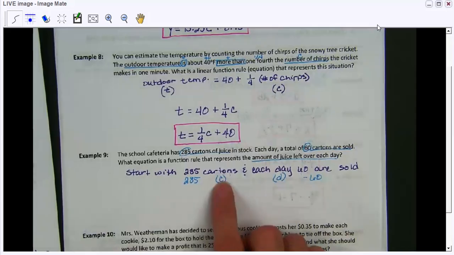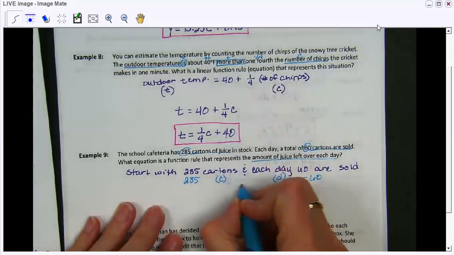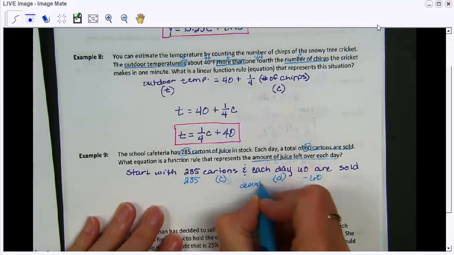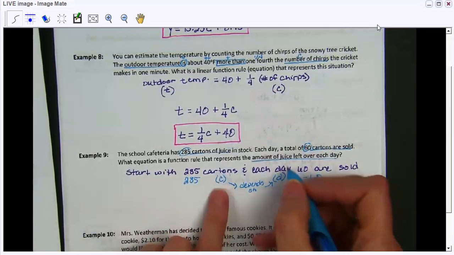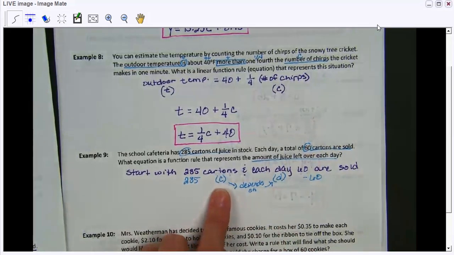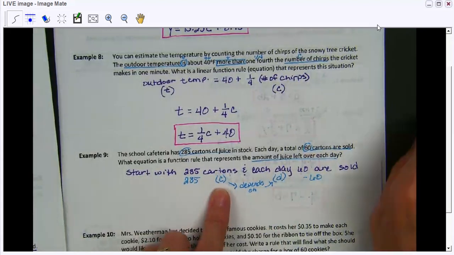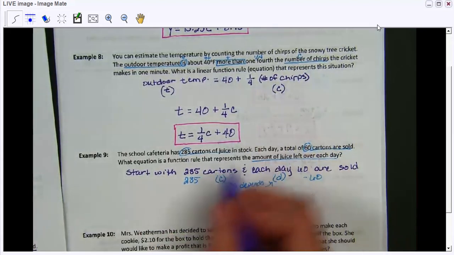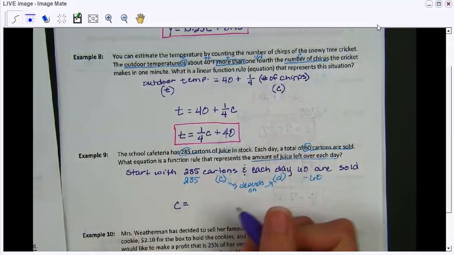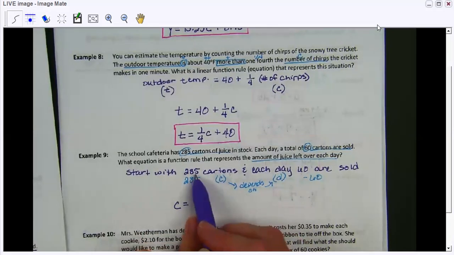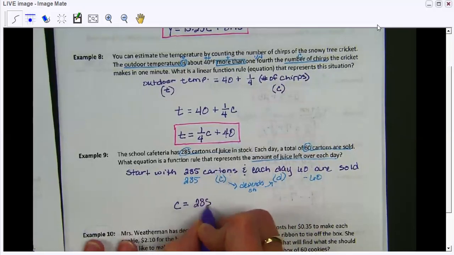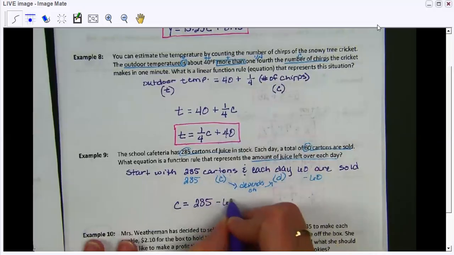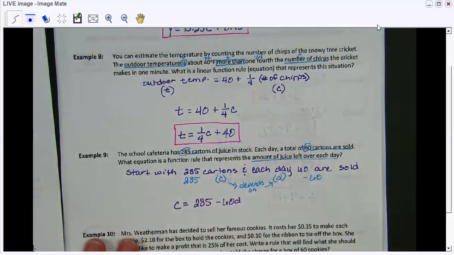Okay, so cartons depends on days, then that tells us that C is our dependent variable, and that would go where the Y is in the equation. So C equals 285 of those cartons of juice minus 60 that are sold per day. Okay, so I kind of condensed it down into my equation.